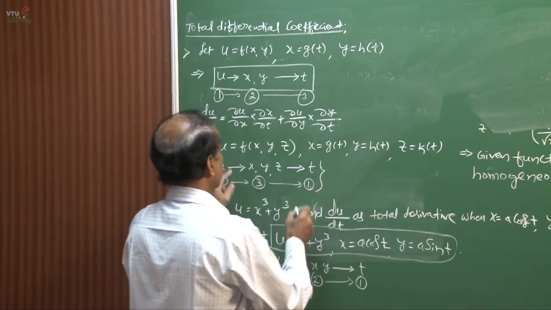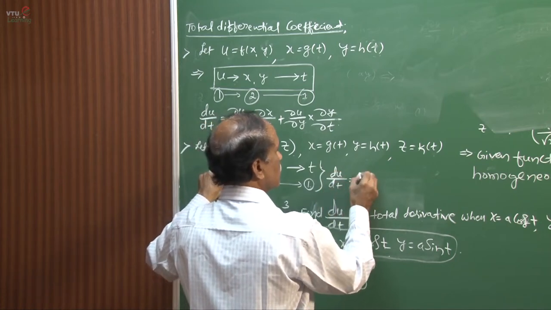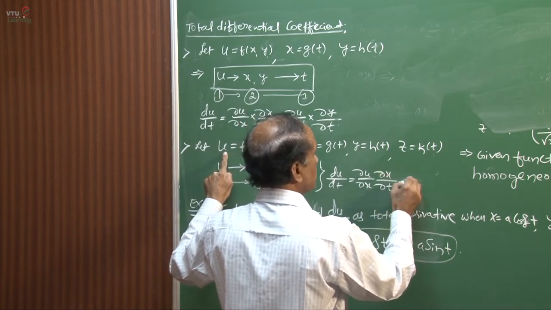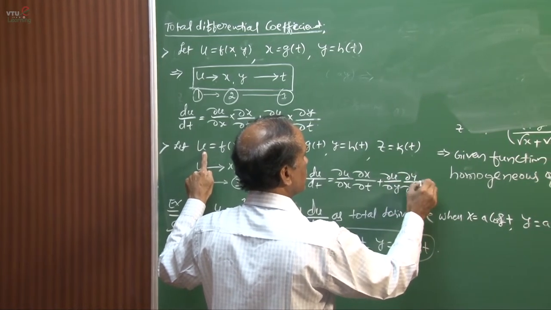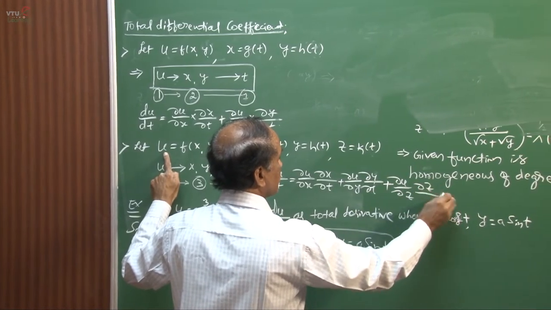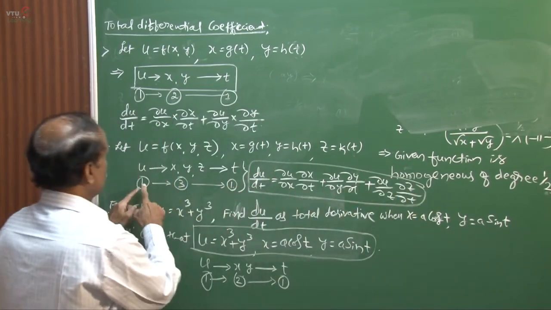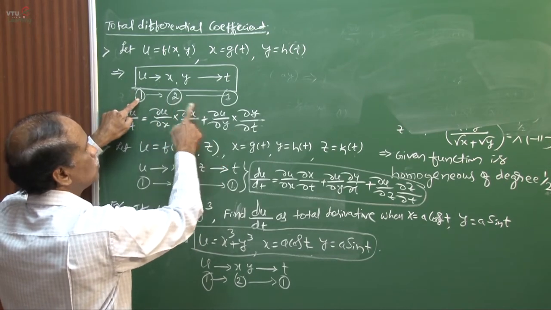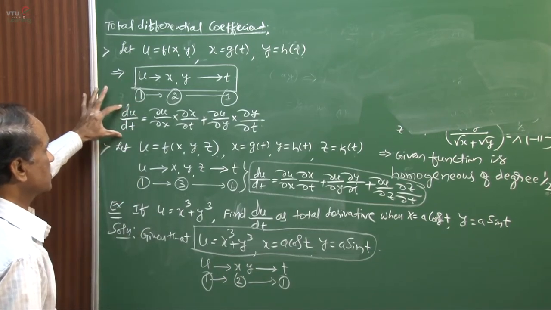You can write like this for the total derivative: du by dt is equal to del u by del x into del x by del t plus del u by del y into del y by del t plus del u by del z into del z by del t. This is the total derivative for 1, 3, 1. This is the total derivative for 1, 2, 1. Now, this is the case of 1, 2, 1. Exactly, you must use this relation.